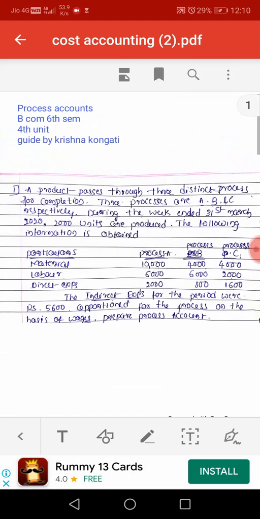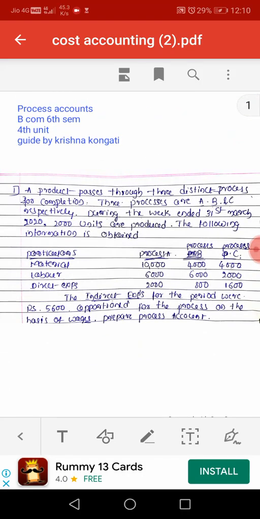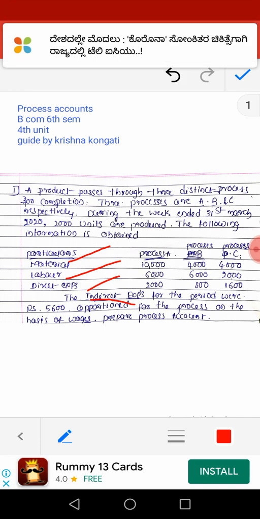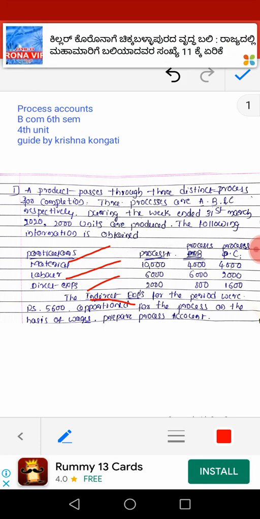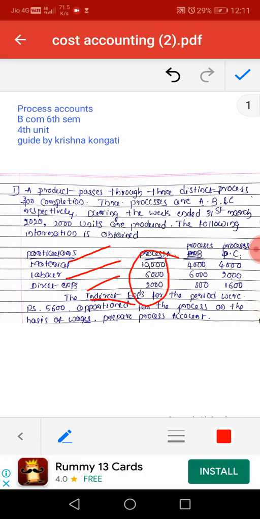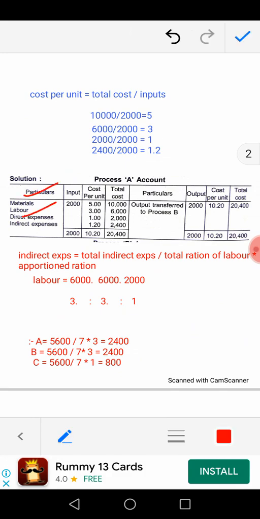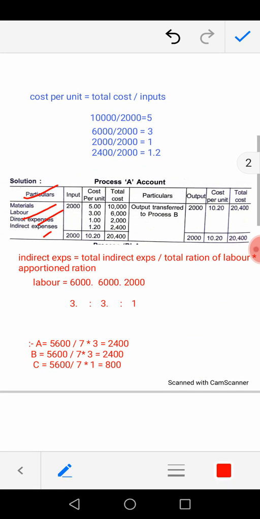You have to see the question. In expenses, material, labor and direct expenses and indirect expenses. Only four expenses are there, and you have to only see the process A account, not process B, not process C. Just write down in debit side material, labor, direct expenses and indirect expenses.